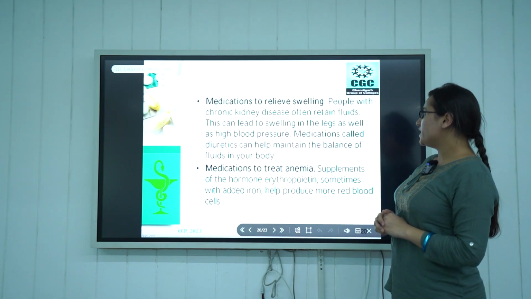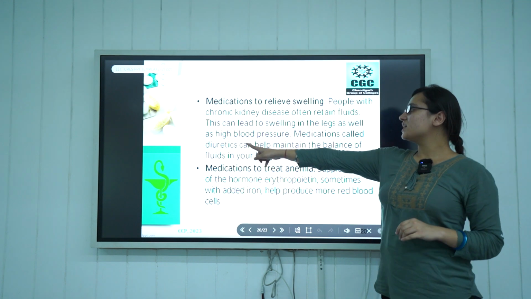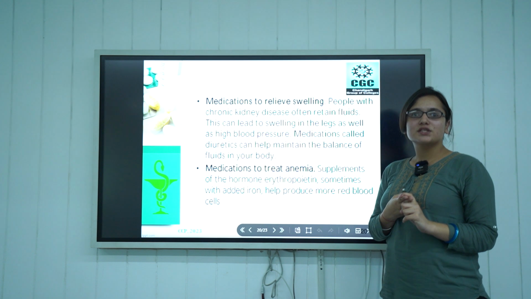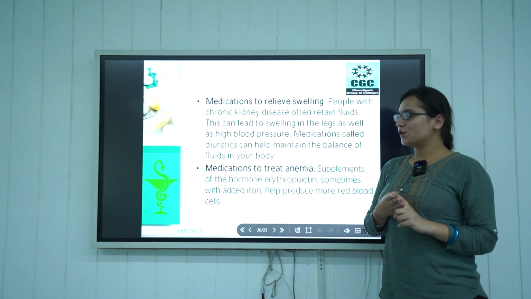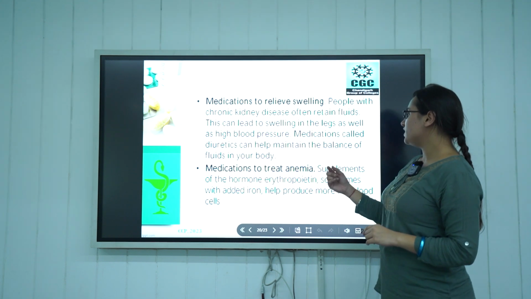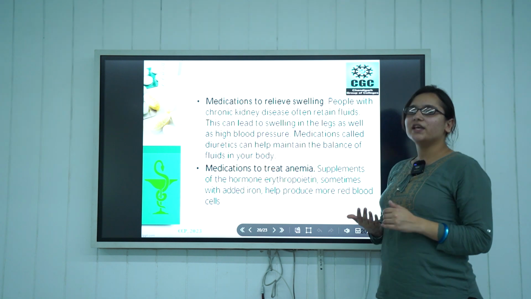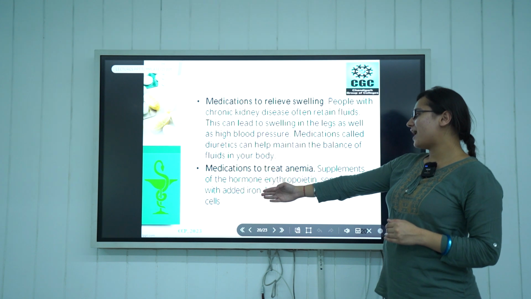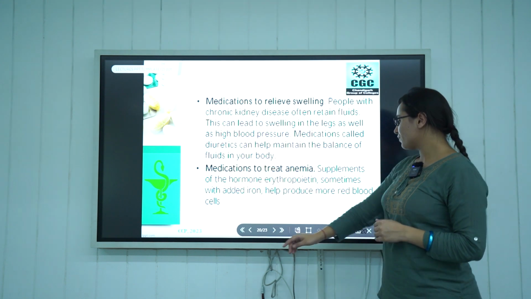Medication to relieve swelling is diuretics. It can be potassium sparing diuretics, it can be thiazide diuretics, okay, it can be loop diuretics. And medication to treat anemia, as we discussed earlier, that why the hemoglobin level is low, we give erythropoietin injections, and we can add the iron tablet also.